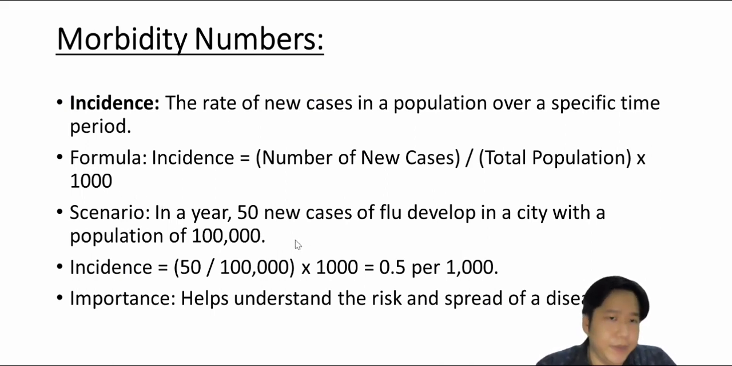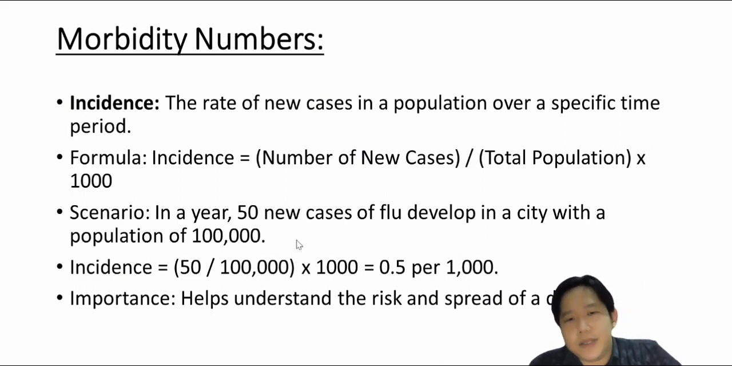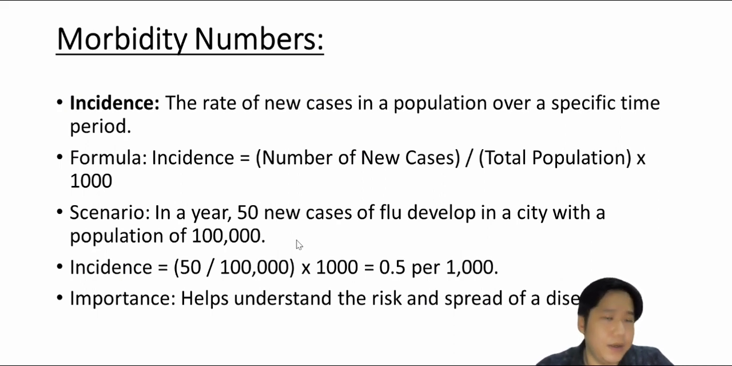Here is one scenario. In a year, 50 new cases of flu develop in a city with a population of 100,000. So, how do we calculate the incidence? Using the formula, we conclude that the incidence of flu in the population is 0.5 per 1,000. Ya, 0,5 setiap 1,000 penduduk. So, what is the importance of calculating incidence? It helps understand the risk and spread of the disease.